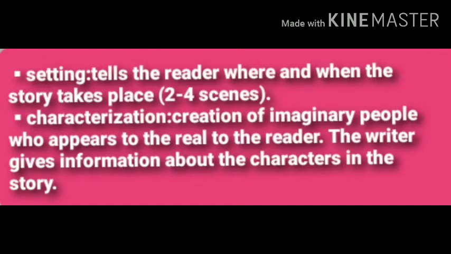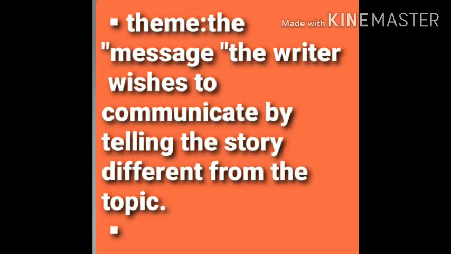Setting tells the reader where and when the story takes place. Characterization is the creation of imaginary people who appear to the reader. The writer gives information about the characters in the story. Theme is the message the writer wishes to communicate by telling the story, different from the topic.